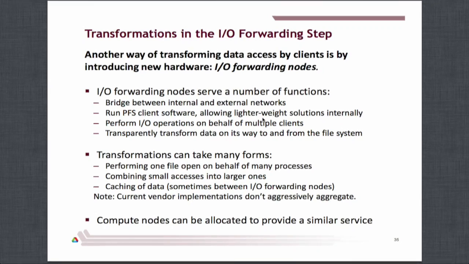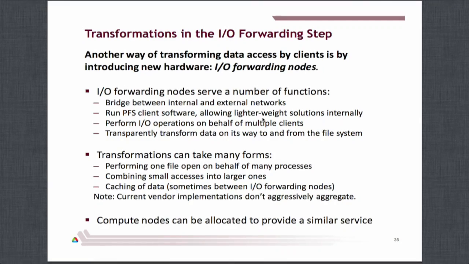But for example, if many of your processes are opening a file, that may get collapsed into a single open at a forwarding node, data may be aggregated into bigger chunks, and there can be caching there. And in fact, there almost certainly is some caching going on there. And it depends from system to system exactly what transformations you'll get there, but you have very little control over these, and they're going to happen. It's just part of the system.